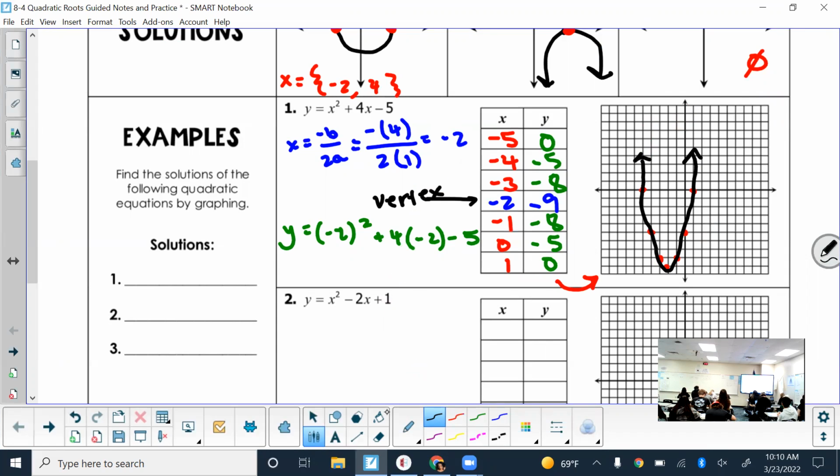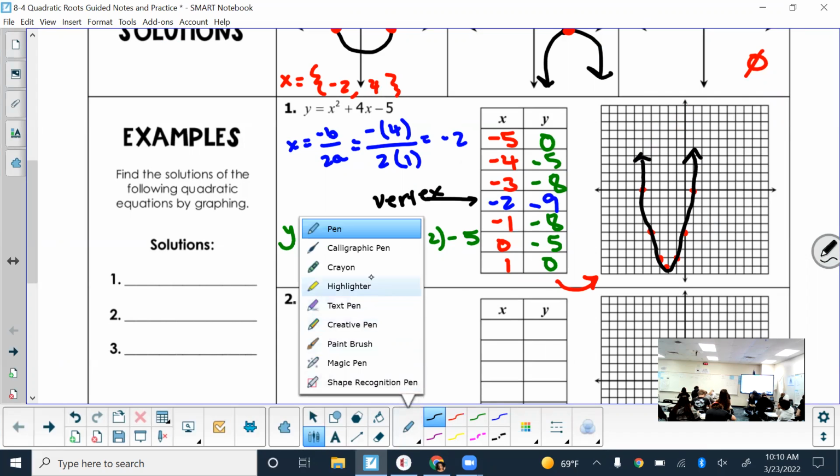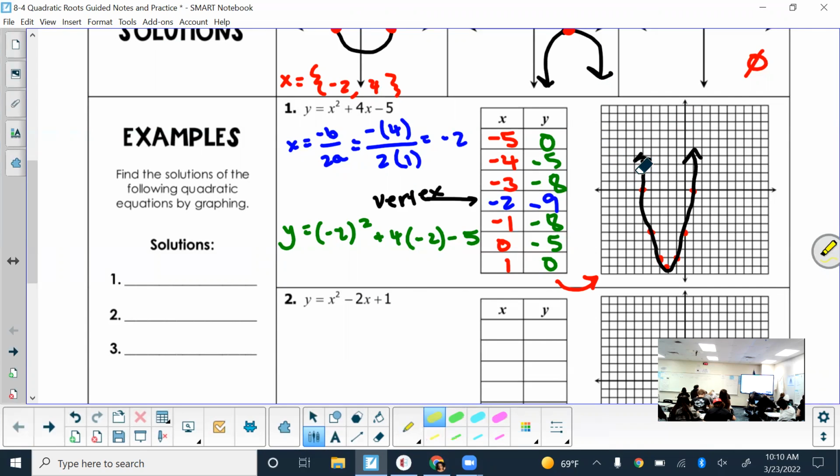Now, last thing we need to do is identify the solutions, the roots, the x-intercepts. So look at your x-axis. Is it the vertical axis or the horizontal one? The horizontal one. Look visually where it crosses the x-axis on your paper. What x values are those? -5 and +1. So this one has 2 solutions.